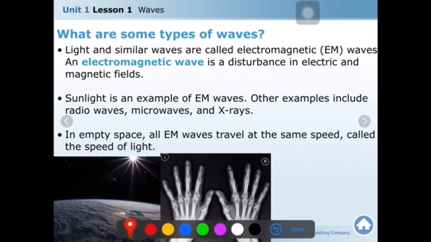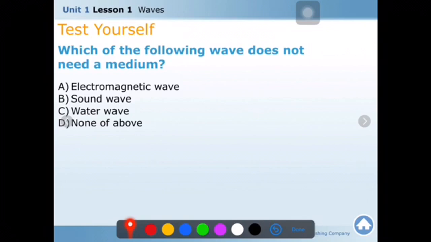Okay, let's start the question. Actually, I wrote just one question here. Which of the following waves does not need a medium? Here, just one answer. You are able to see electromagnetic wave.